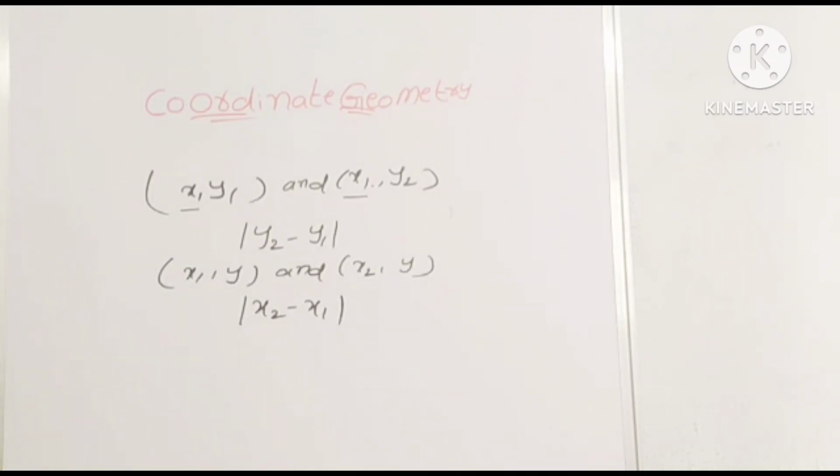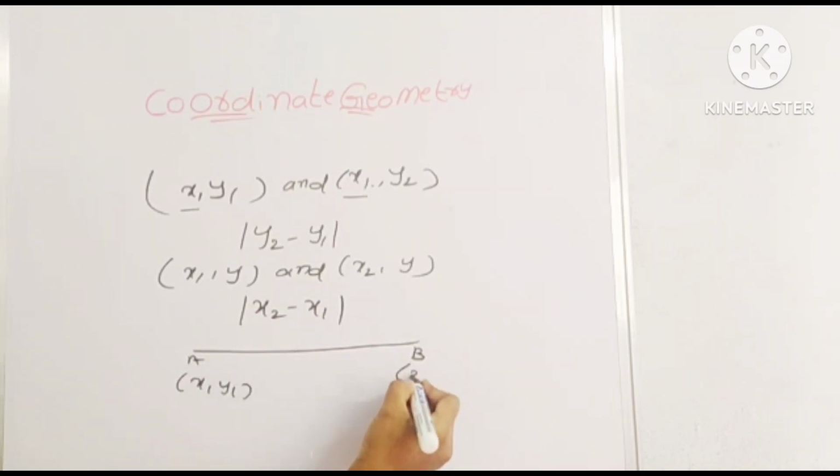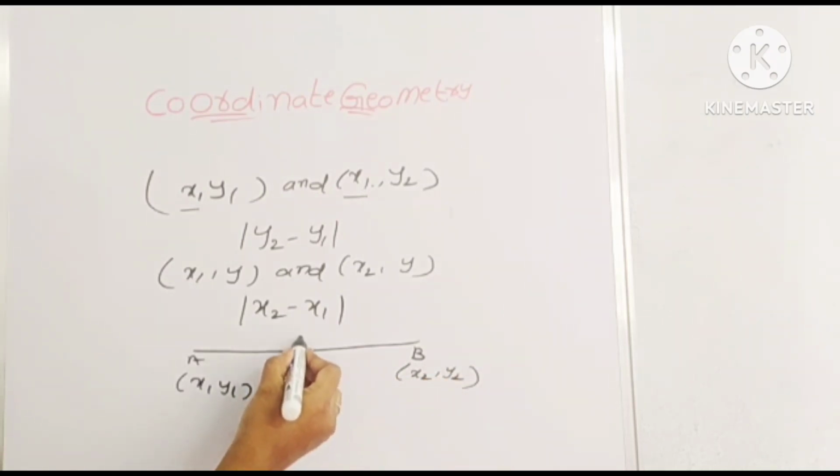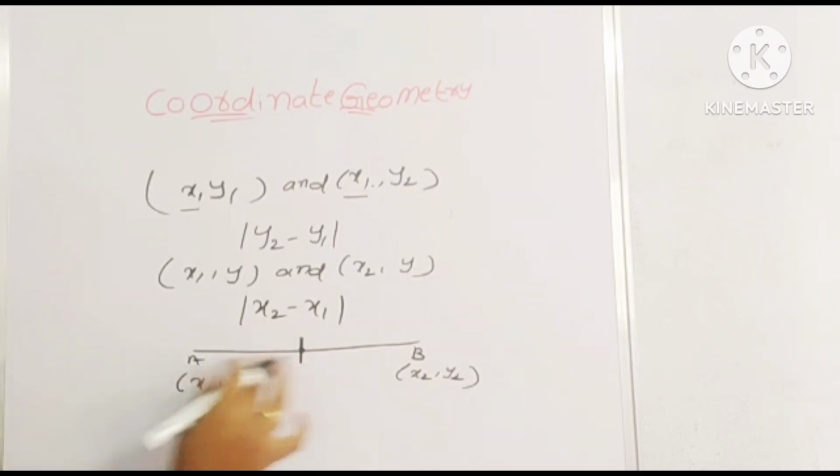Now we have to discuss the midpoint. Now I have to draw one line segment AB, A at the point x1 comma y1 and B at the point x2 comma y2. Now I have to find the midpoint, and the point is here on the middle part of A and B. So this is the midpoint.